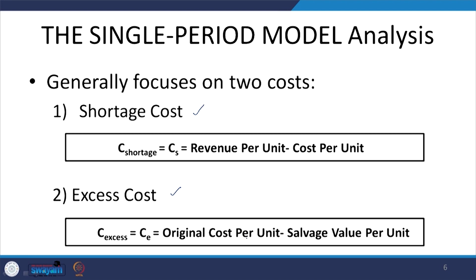Now, in this formula of excess cost, I have used the word salvage value. In our newspaper boy example, we have said that whatever newspapers are unsold will be thrown away, will be waste. But many a times you may have some kind of recovery value from your leftover items. That recovery value is known as salvage value.